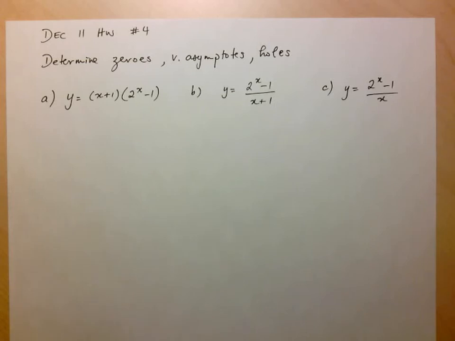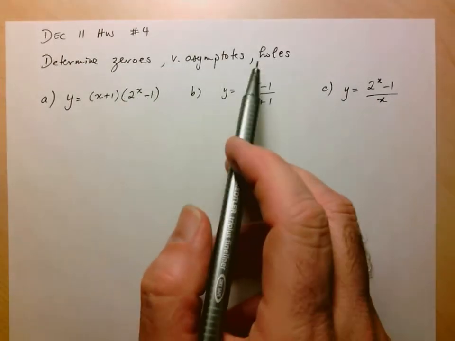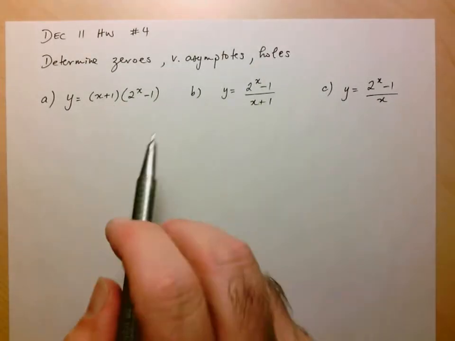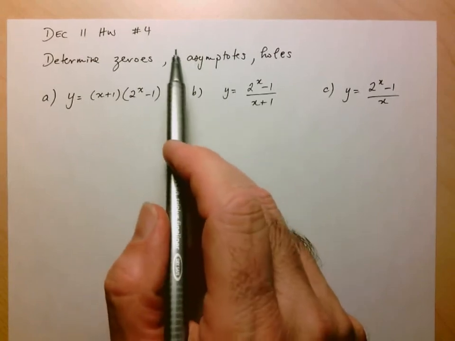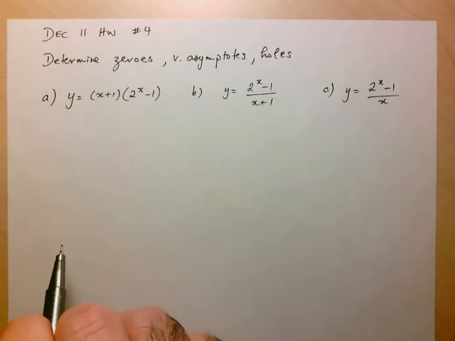Hi folks, we're going to take a look at number 4 from the December 11th homework. Here they're asking us to determine the zeros, asymptotes, and any holes of these three functions. Okay, now I said asymptotes. What I really meant, hopefully it was clear by the context, was just vertical asymptotes.